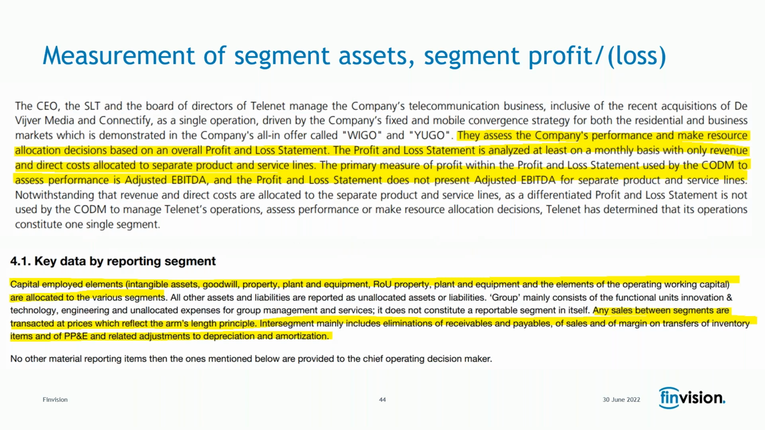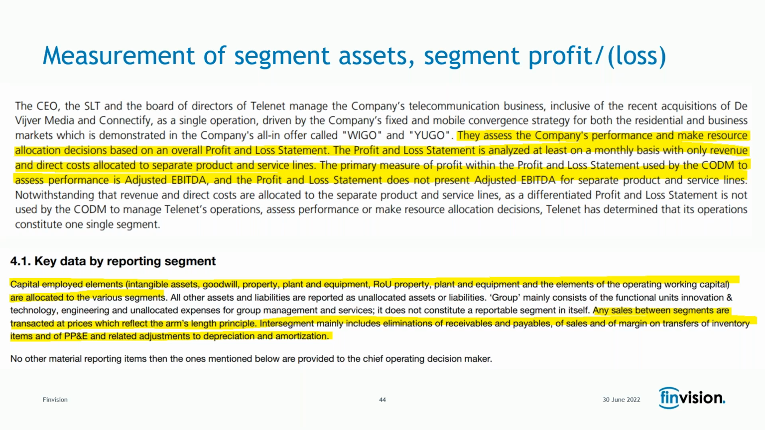Voila. This is again Telenet here. What I'll show you is where we see that they say the performance assessment is based on the overall profit statement, and they use adjusted EBITDA. Although it's a bit different, because if you then look, they don't mention adjusted EBITDA as a line item. So sometimes it's a bit confusing what they mention.